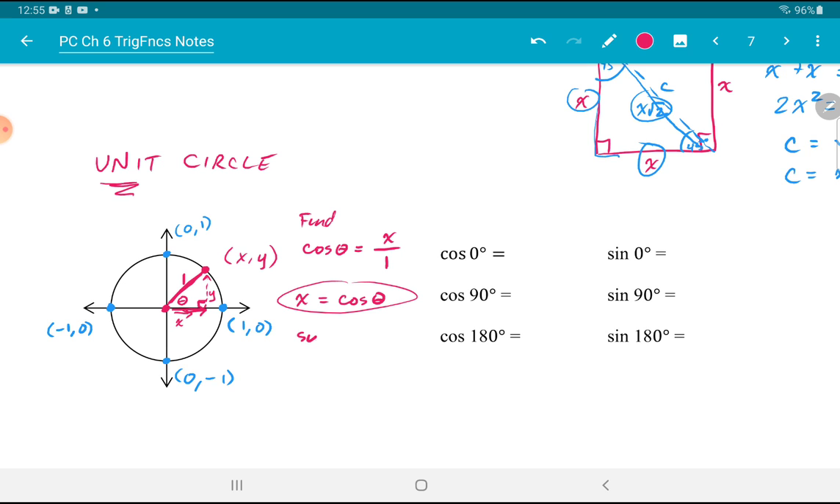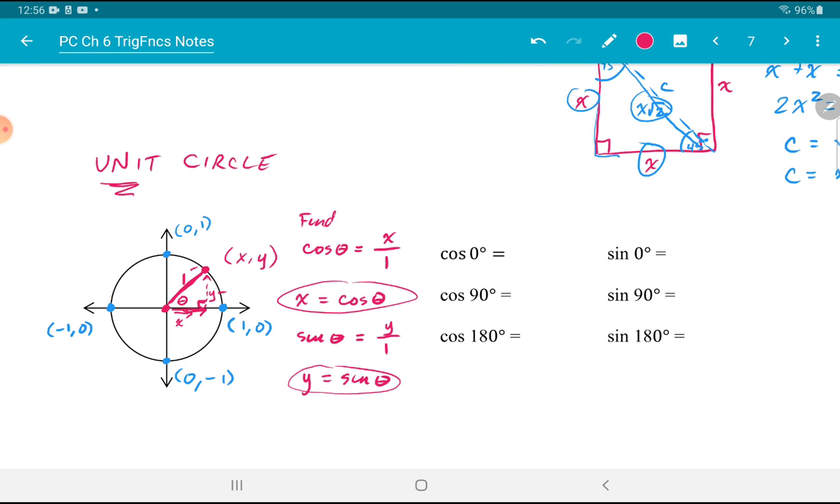Likewise, if we want to find sine of theta on our triangle here, we can see that sine is represented by opposite over hypotenuse. And opposite is the length of y over hypotenuse of a length of 1. So in this case, we can see that y is really the same as sine of theta. Okay, so there's another trig ratio that we have discovered.